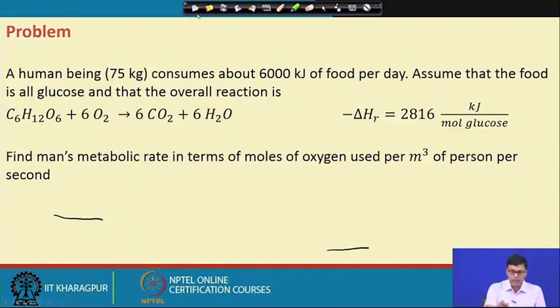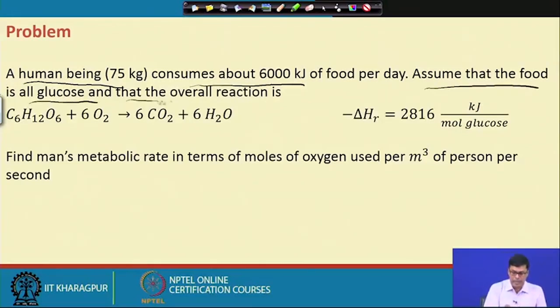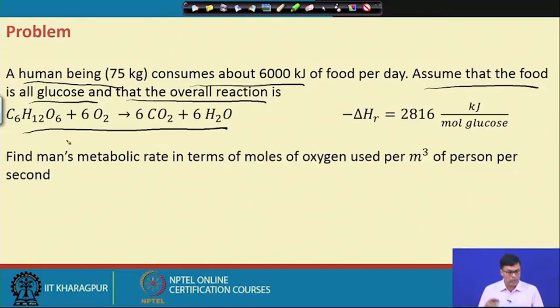Now, the next problem deals with a human system. A human being of 75 kg consumes about 6000 kJ of food per day. Assume the food is all glucose and the overall reaction is the same as when we burn glucose. The same kind of reaction takes place in our system, producing 6 moles of carbon dioxide and 6 moles of water.